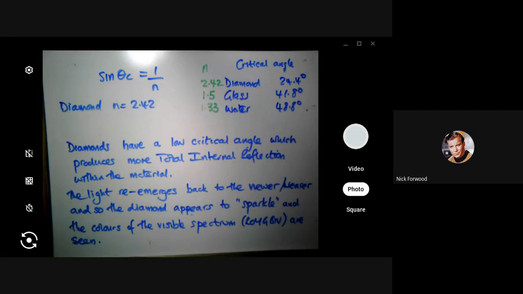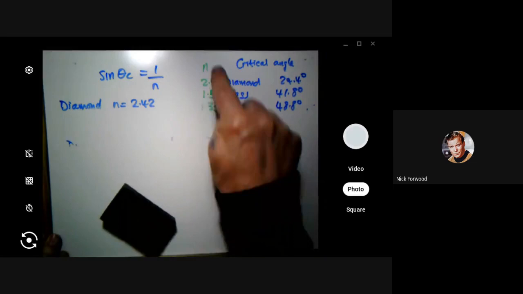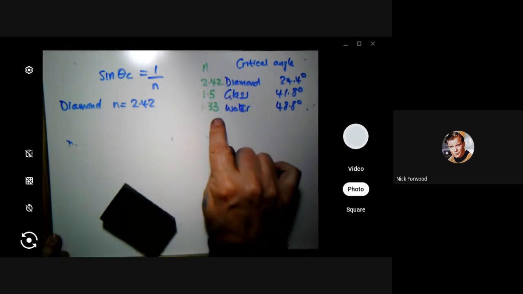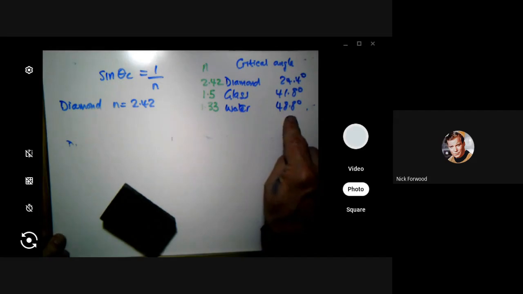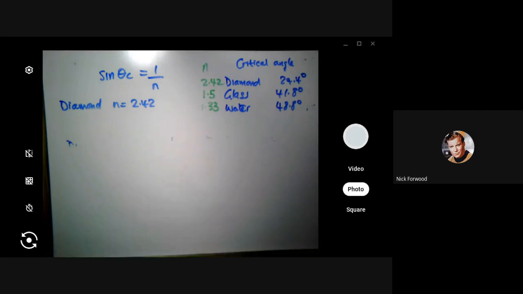That's about it. I'm just going to do one last thing: a graph. What does the graph look like of not the angle but the sine of the angle? What do the graphs look like when you plot refractive index against the sine? So, graphs, just to finish off with.